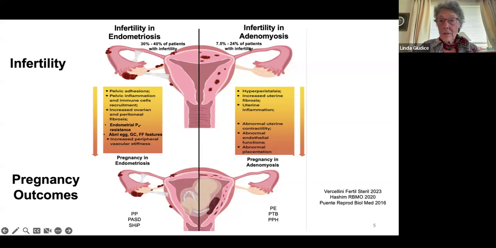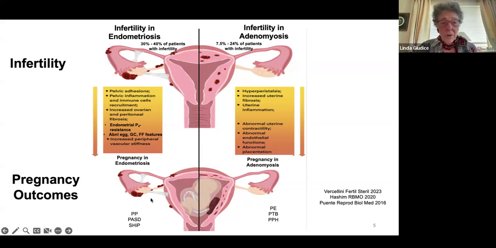In adeno, it's a little bit different. There's a lot of extra motility of the muscle, increased uterine fibrosis, not so much on the outside, but on the inside of the uterus, and uterine inflammation. And also resulting, because of this abnormal movement of the muscle, when an embryo enters into the cavity, it can be pushed into different positions, both with adeno as well as patients who have endo.